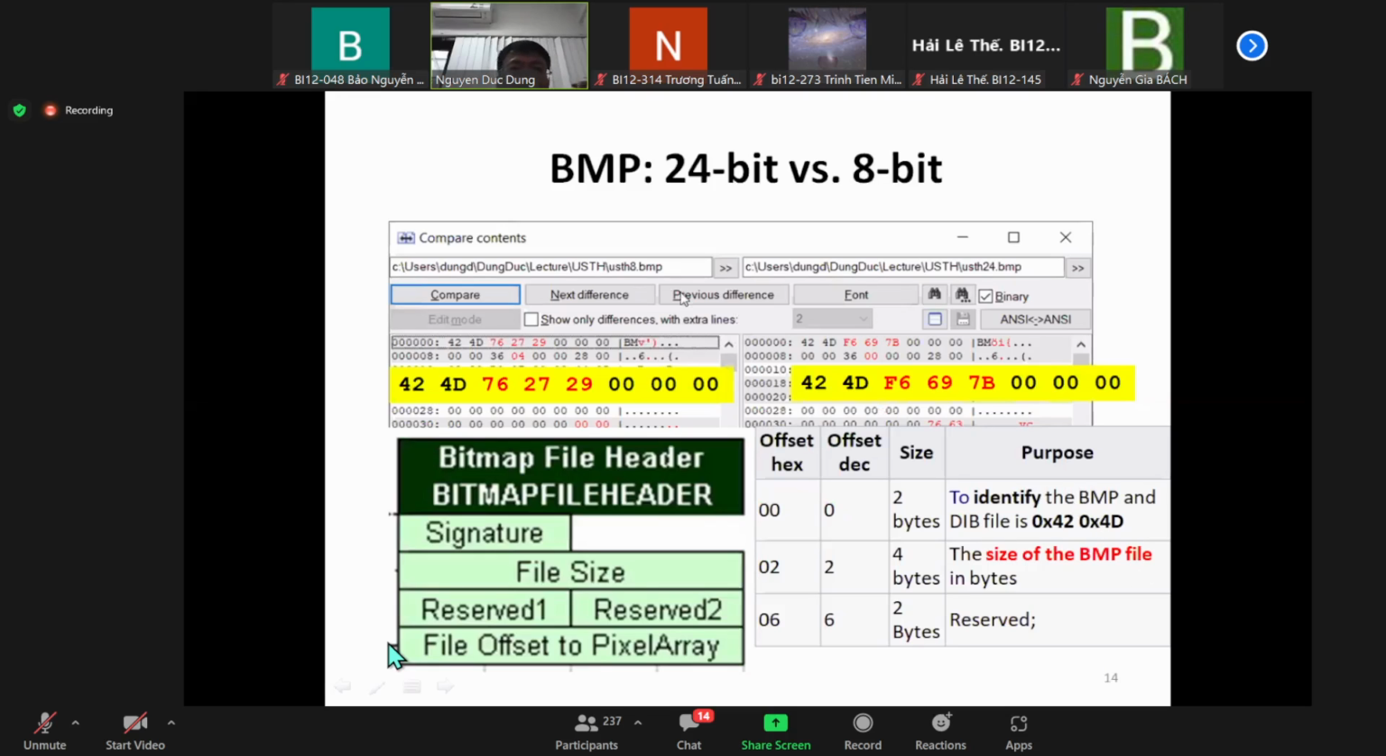We know that when we save the picture using the 8-bit format, the size of the file is 2.6 megabytes. When 24 bits are used, the size of the picture is nearly 8 megabytes, 7.7. We know that the first 2 bytes are for the signature, and the next 4 bytes are for the file size.